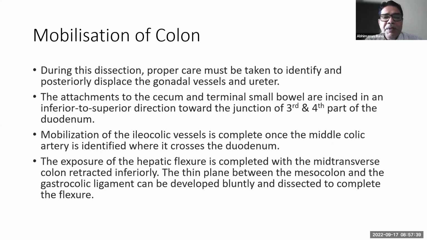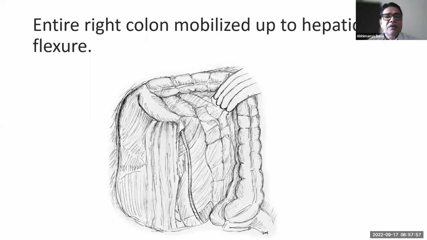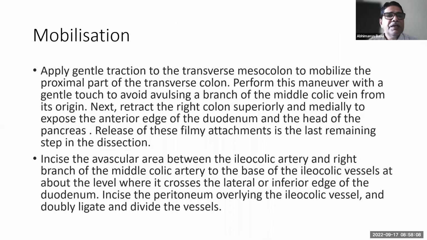So the exposure of the hepatic flexure is completed with the mid-transverse colon retracted inferiorly. The thin plane between the mesocolon and the gastrocolic ligament can be developed bluntly and dissected to complete the flexure. Yes, sharp and blunt both dissection is acceptable. So now, let's see, the whole entire right colon with the ileum is medially retracted. So everything is cleared in our view.